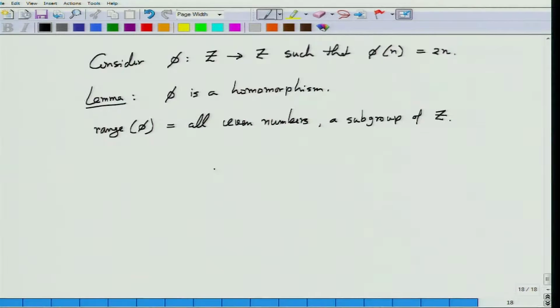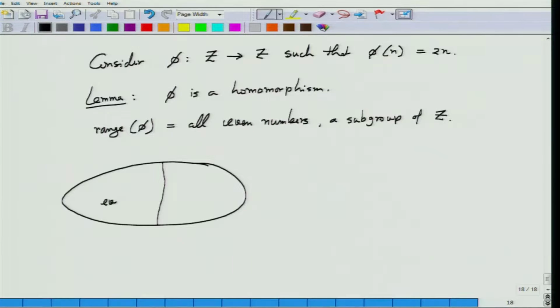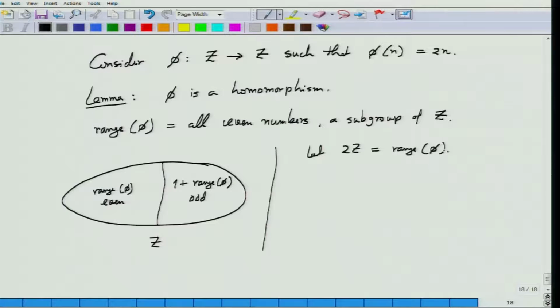In fact, if you see Z and divide it into even numbers and odd numbers, so, this is the range of phi. This is not in the range of phi. However, I can write this as 1 plus the range of phi. And this kind of leads to the following viewpoint, that let's call 2Z to be the range of phi and define the following relationship.